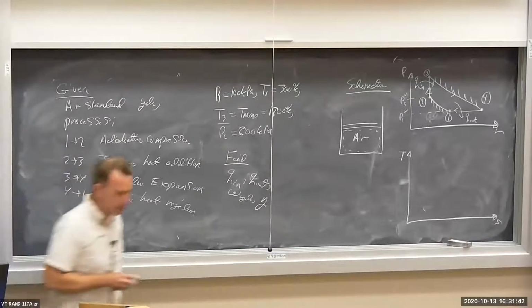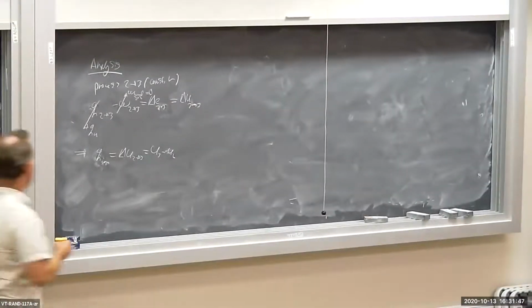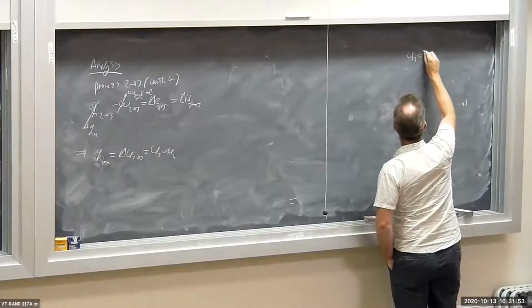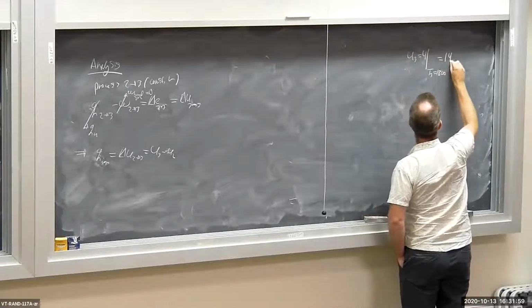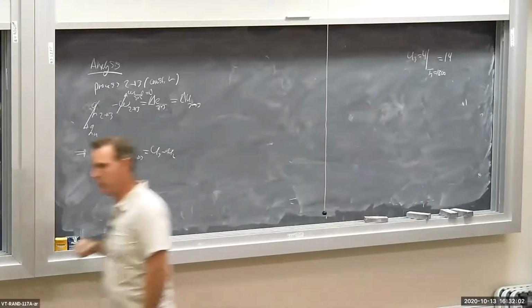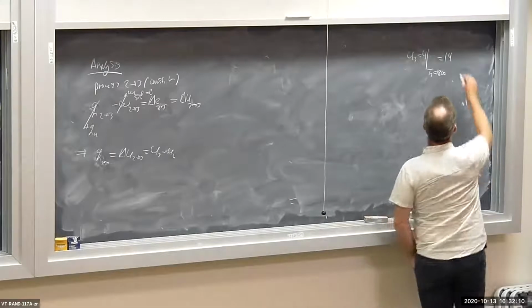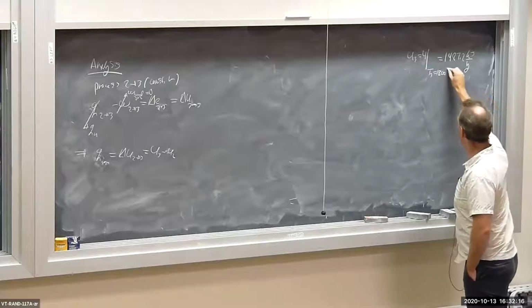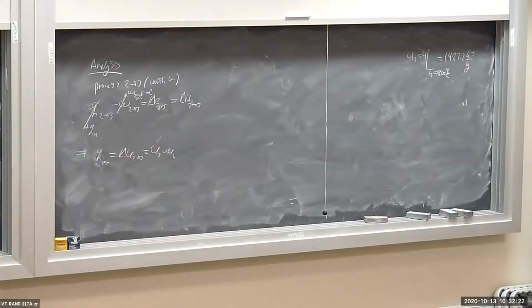So U3 is U evaluated at T3, which is 1800, 1487.2 kilojoules per kilogram. Okay, so I have U3. That's good. Now, how do I get U2?